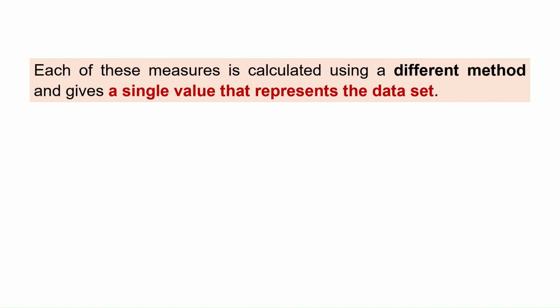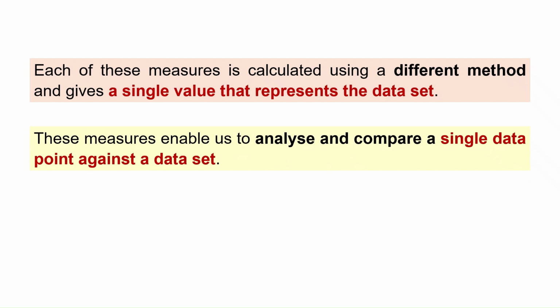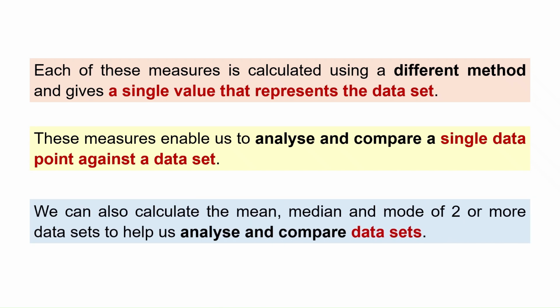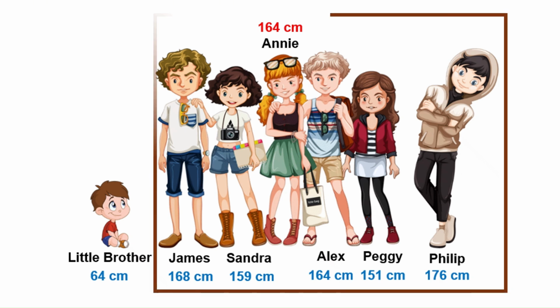Each of these measures is calculated using a different method and gives a single value that represents the dataset. These measures enable us to analyze and compare a single data point against a dataset. We can also calculate the mean, median, and mode of two or more datasets to help us analyze and compare datasets. Now let's see what happens to the mean, median, and mode of the dataset when we add little brother's height to the dataset.